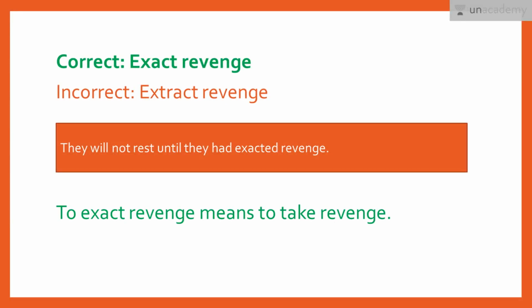The next phrase is exact revenge. How do we say it incorrectly? We say extract revenge. No, it should be exact revenge. They will not rest until they have exacted revenge. To exact revenge means to take revenge. So we should always say exact revenge. We should not say extract revenge. It will be incorrect.